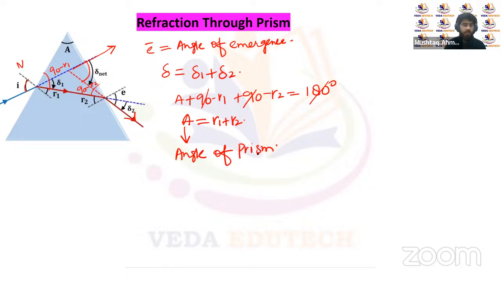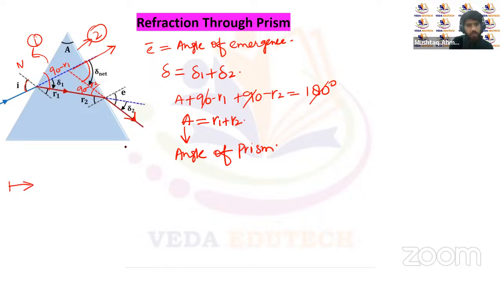The angle of prism is the angle between the two surfaces or planes at which refraction through the prism takes place. Refraction takes place between surface 1 and surface 2. The angle between these two surfaces is called the angle of prism, and it is equal to R1 plus R2. R1 is the angle of refraction for the first interface, and R2 is the angle of incidence for the second interface. So R1 plus R2 is equal to A.